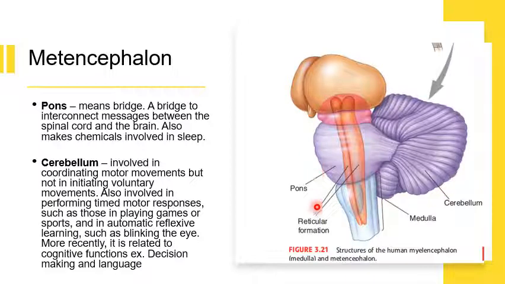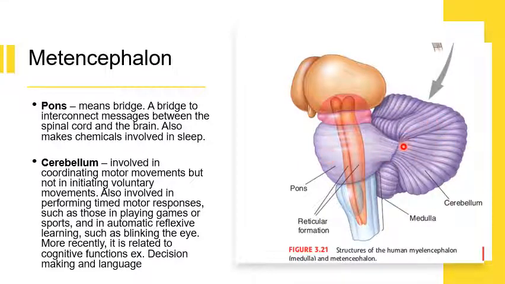The next division is the metencephalon. This is the metencephalon here. The parts of it are the pons, this one, and the cerebellum. Pons means bridge, a bridge to interconnect messages between the spinal cord and the brain. It also makes chemicals involved in sleep.